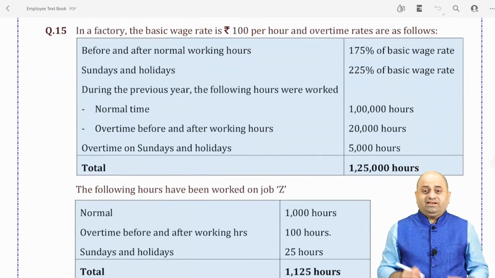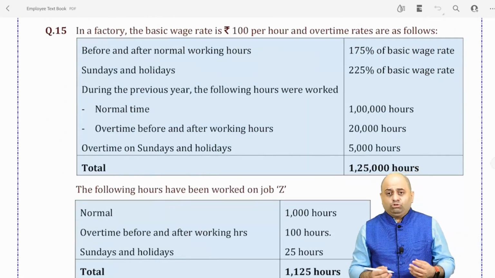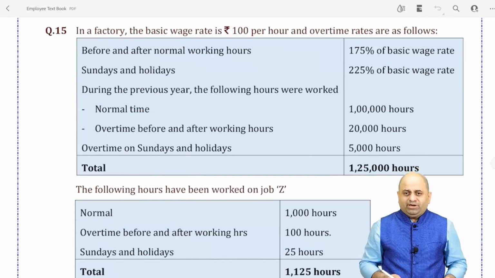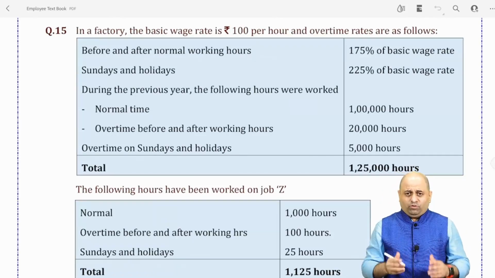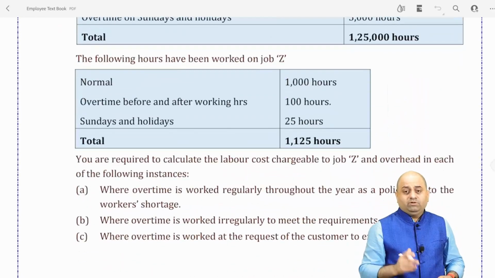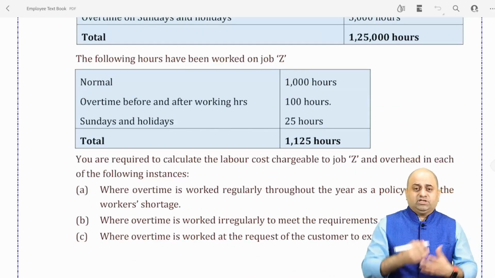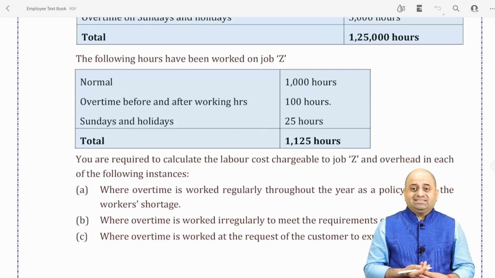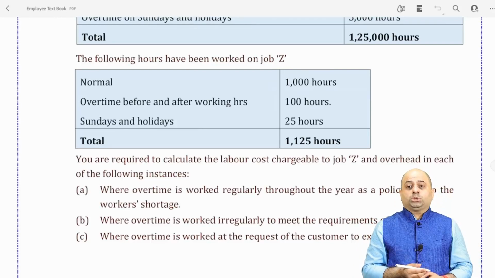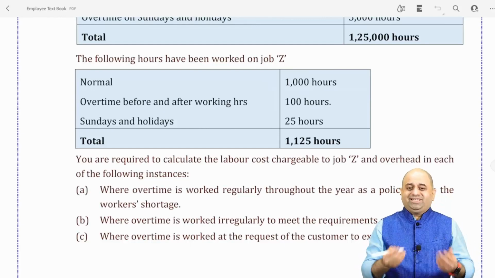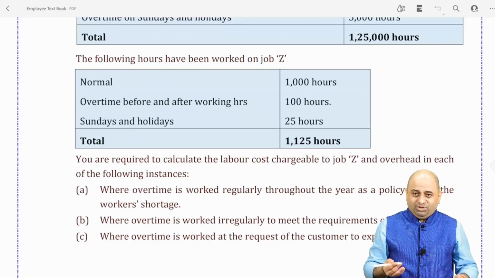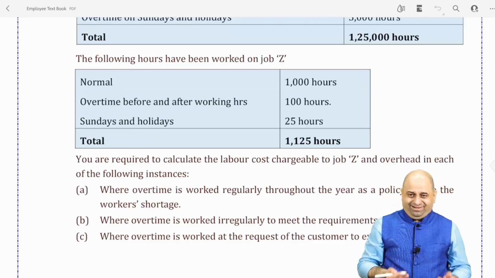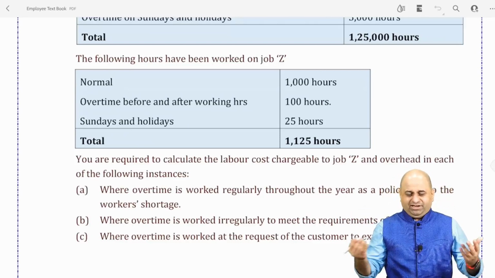And in question 15, again as I said, you will have to calculate overtime and its treatment also. Calculation of overtime etc. was very simple. But when you talk about treatment, for example, the first part says that overtime is worked regularly throughout the year as a policy because of worker shortage. So that basically means that overtime is a regular time. You are just paying workers more, that is at a higher average rate. They call it an inflated rate, of course.